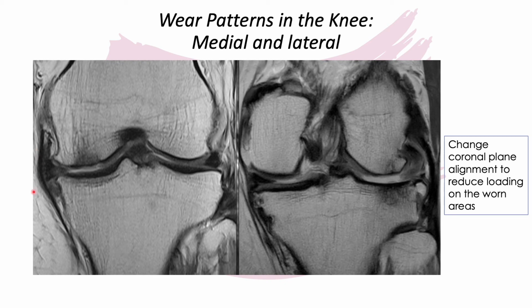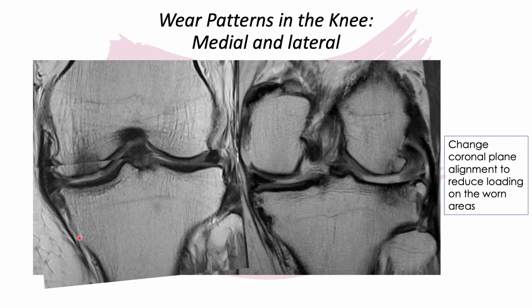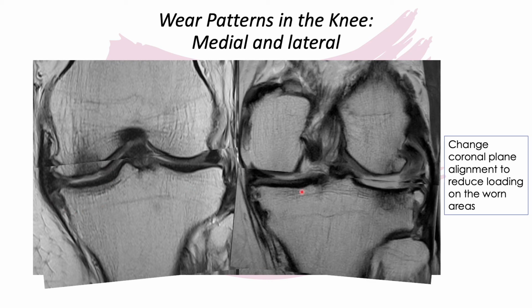So for example, in this patient where we see extensive medial compartment cartilage loss, if we were to do an osteotomy and change the angulation of the knee, we would change the mechanical axis to run more through the lateral compartment and spare that worn out medial compartment. We can do the reverse in this case with lateral compartment osteoarthritis by increasing the mechanical loading on the medial side.